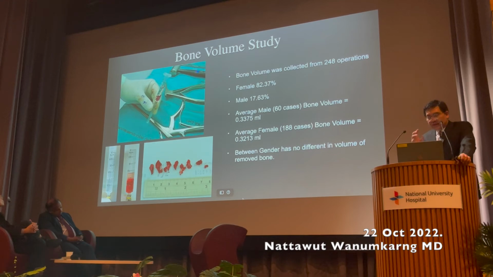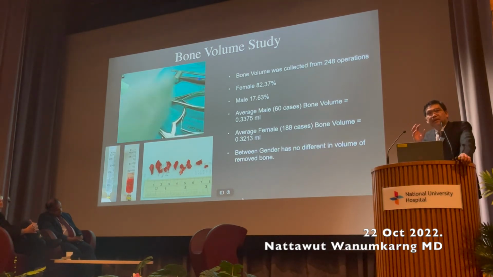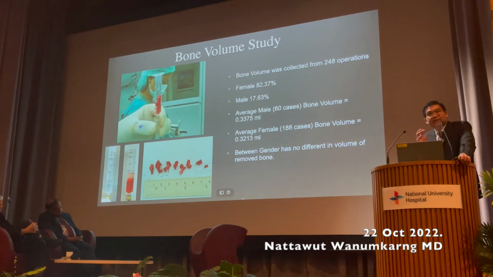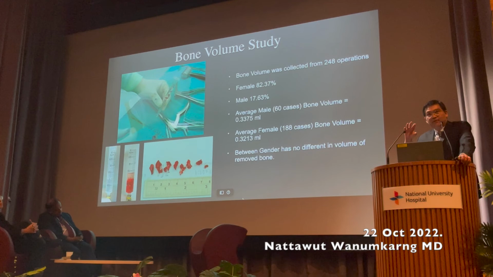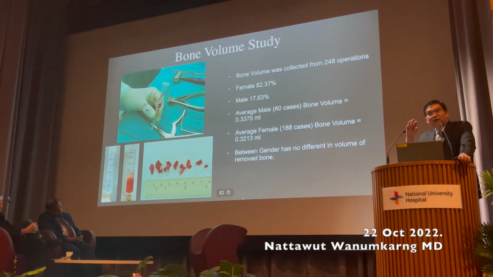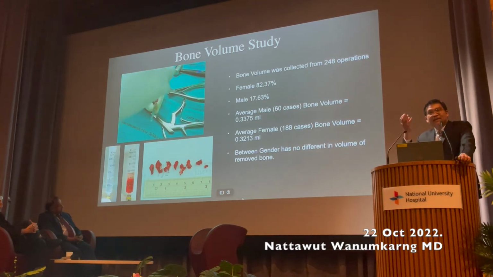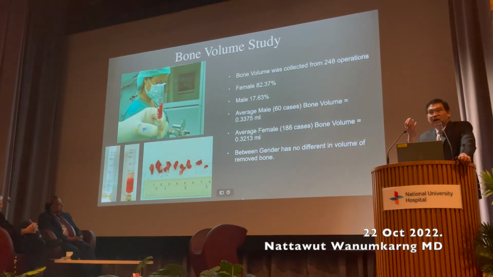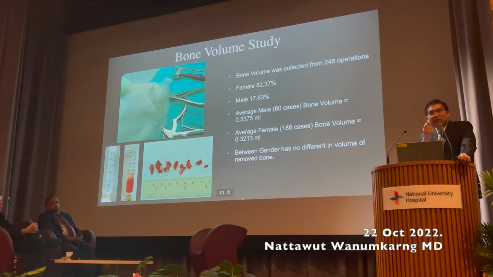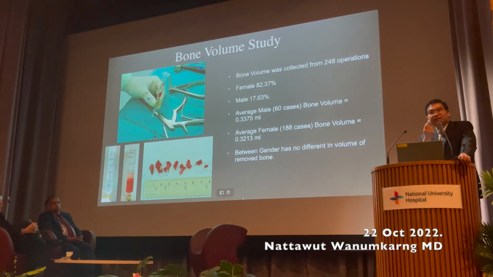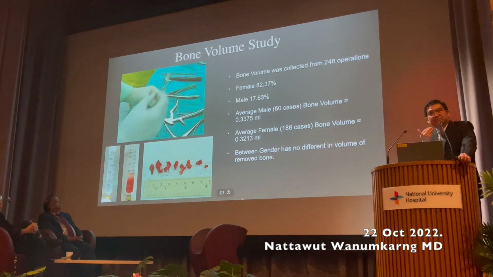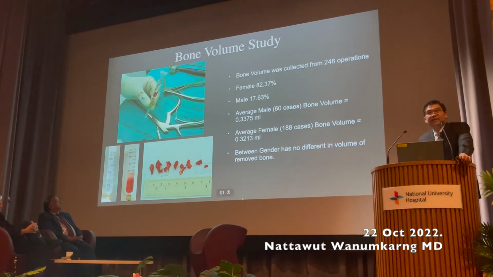But I think this number can be a guide for the beginner. If you are a beginner and you started to do endoscopic DCR, you can use this concept as a guide for how you are going to remove the bone. If you remove bone about 0.5, 0.6, 0.7 millimeters, that may represent that you removed too much of the bone. But if you collect about 1.5 or 1.6 millimeters, that represents that we should remove a little bit more bone to get adequacy of the bone.